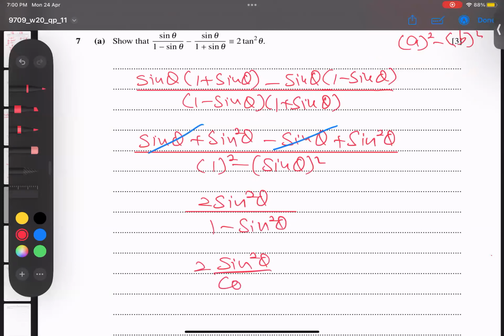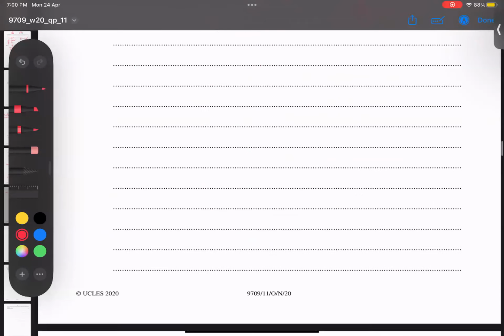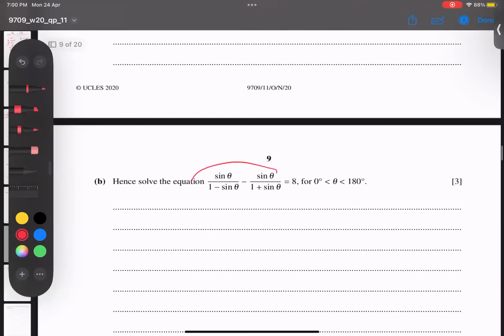And down, cos square by cos square, all of you know, is tan square, the right hand side. I took the left hand side and I got the right hand side. Proved.